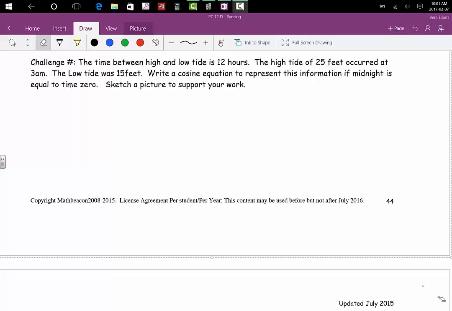Hi everyone, we're going to be taking a look at the tide example, which is on page 44. It is challenge number, I'm going to call it challenge number 9, and I'm going to walk you through it.